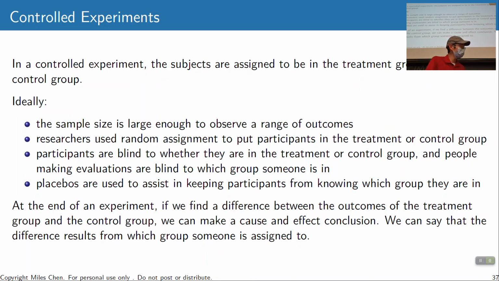Also, if somebody's going to be making an evaluation, that person also needs to be blind, or they should not know if the participant is in the treatment or control group. So for example, certain variables are easy to measure, right? Someone's weight, it's easy. You just have them stand on a scale. The scale spits out a number right there. So that's not something difficult to measure.